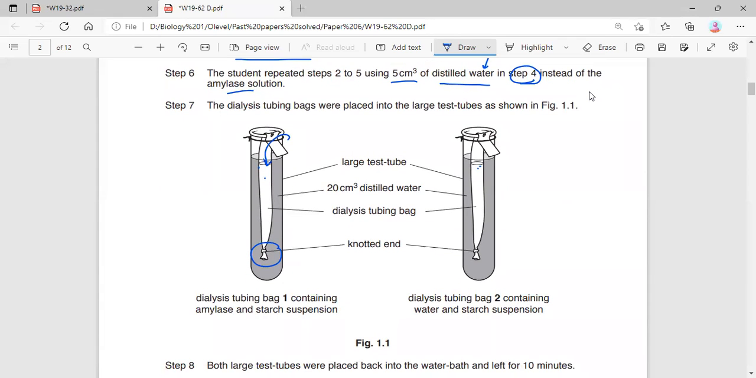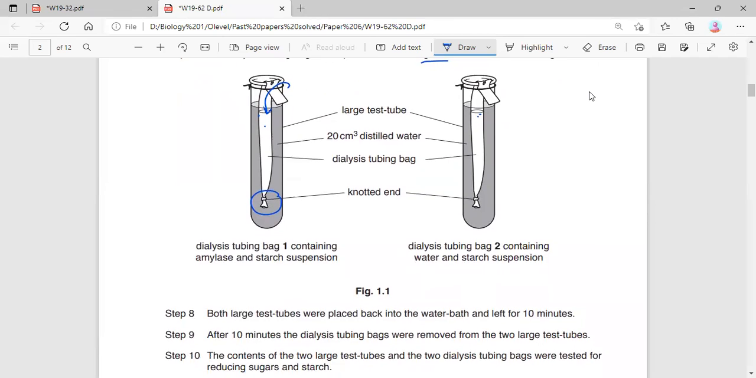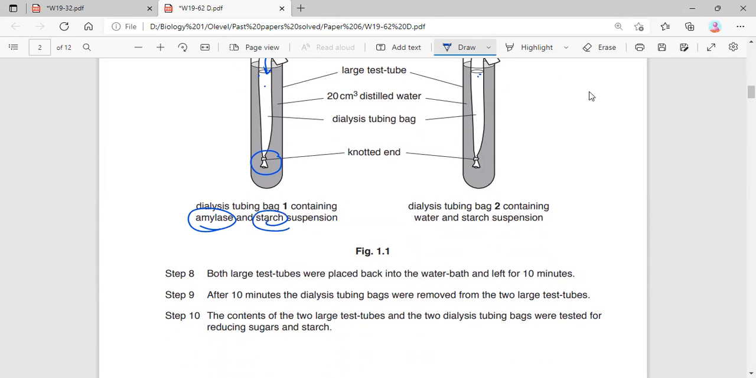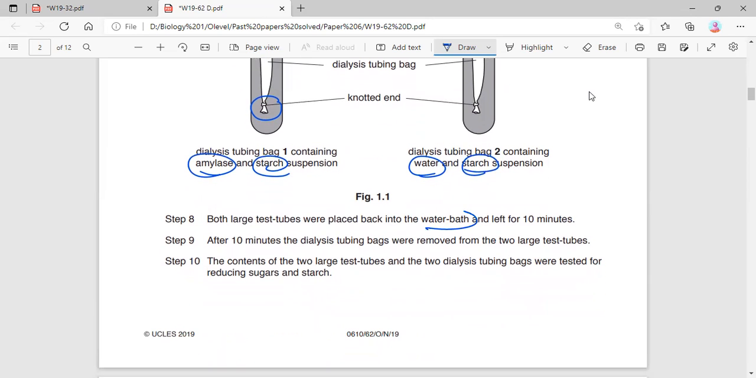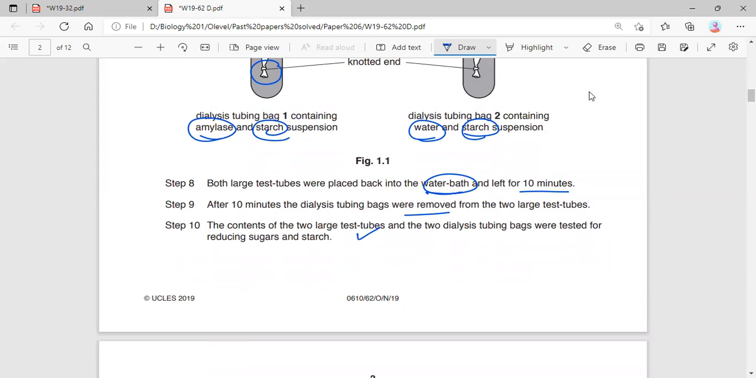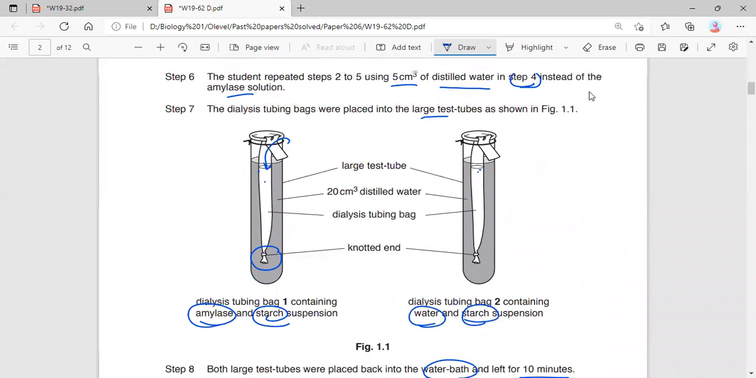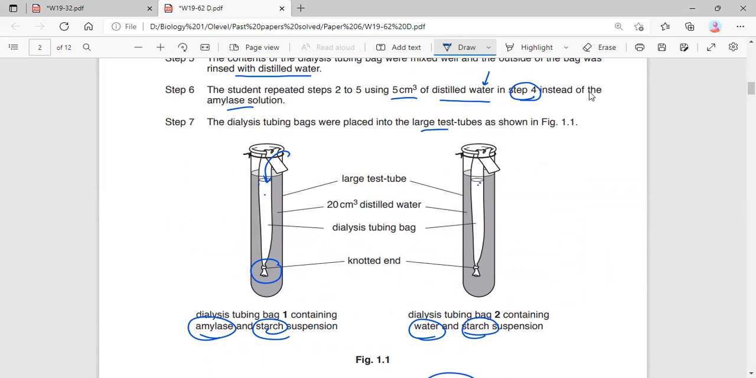Okay. The dialysis tubings were placed in large test tubes as shown. This one contains amylase and starch. This one contains water and starch. Both test tubes were placed in a water bath, left for 10 minutes. After 10 minutes, they were removed. The contents of the 2 test tubes and the dialysis tubing were tested for sugar and starch. What will I do here? Inside this bag, there is starch and amylase. Inside this bag, there is starch and water. What will happen?